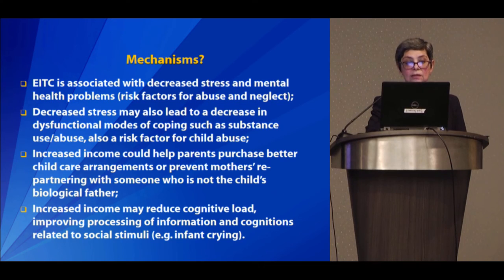And then finally, increased income could reduce cognitive load. So the studies on cognitive load and overload show that it really has an effect on the way we process information and on our impulse control. So increased income could reduce that cognitive load and improve the processing of information and cognitions that are related to social stimuli. So one of the main triggers of abusive head trauma is infant crying. So the way the parent interprets that could be very different if they have a reduced cognitive load.